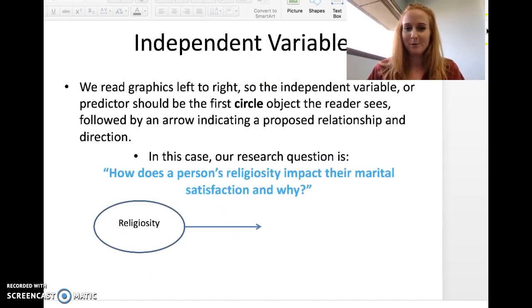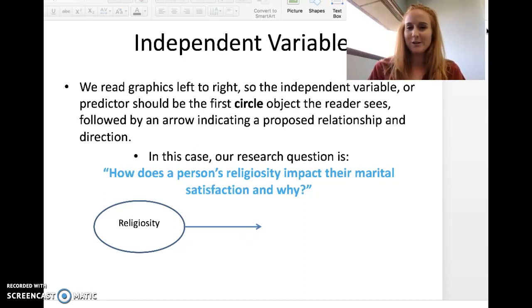The independent variable: we always read graphics left to right, so you start with a circle on the left. The independent variable, or what we call the predictor variable, should be the very first circle that the reader sees, followed by an arrow indicating a proposed relationship and direction. So we kind of say this thing relates to this. You draw a circle and then you point an arrow coming out of it.